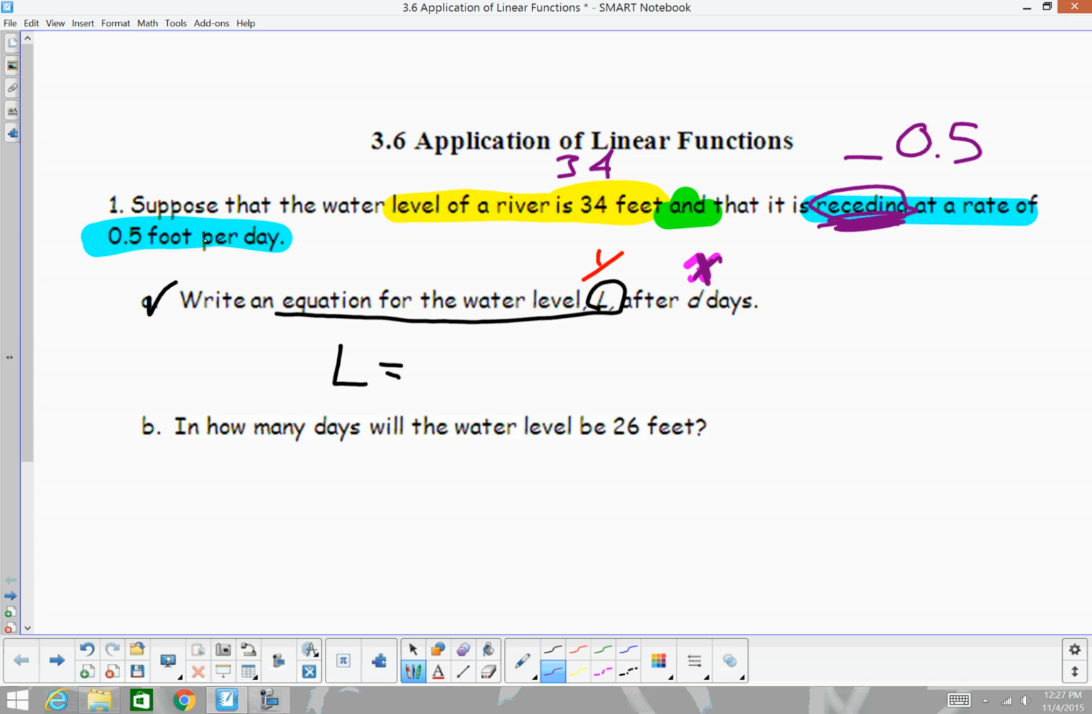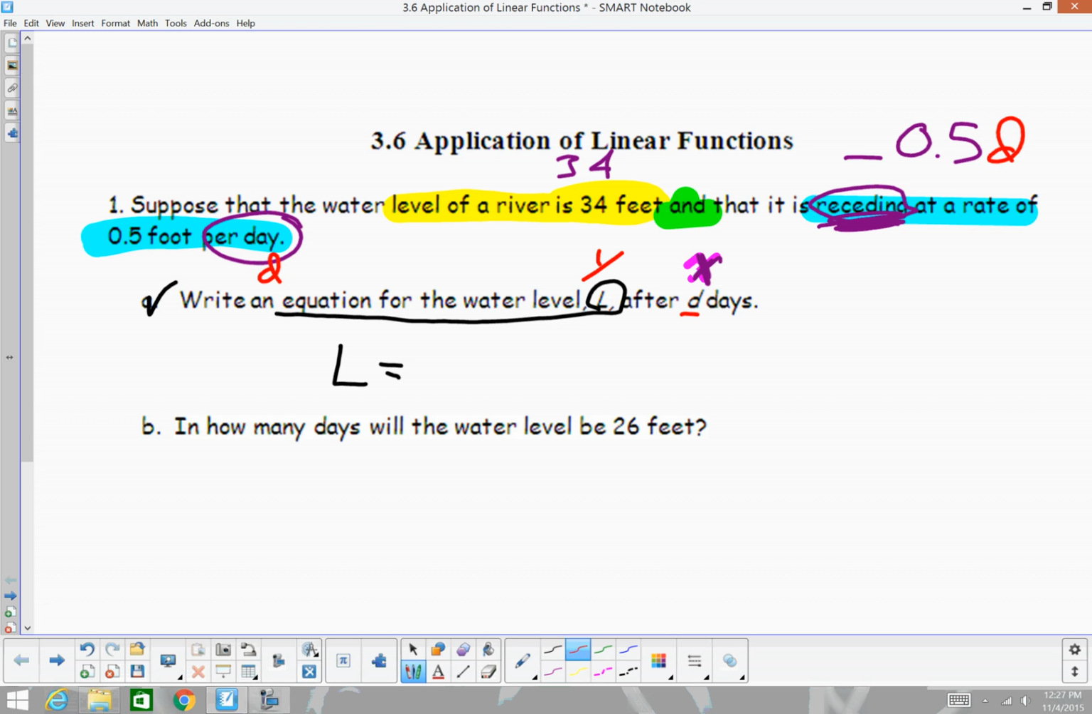0.5. Now, what's changing here? Am I saying after 3 days, after 4 days? I'm not. It's just saying per day. So that's going to change for every day that happens. So in this case, it tells me to use D for day. So I'm going to use the variable D. So 0.5 feet per day, it's just going to be minus 0.5 D.